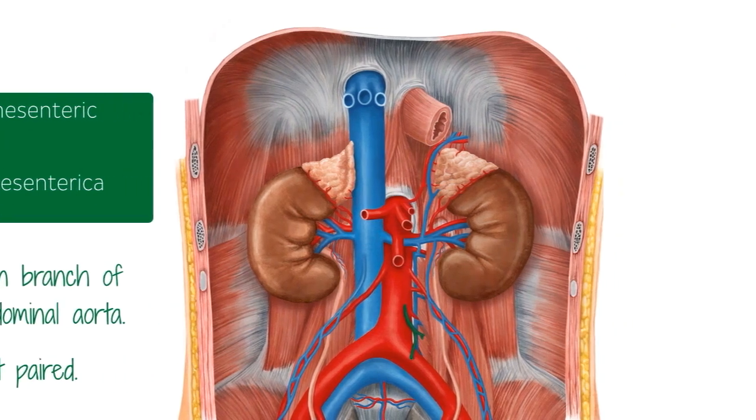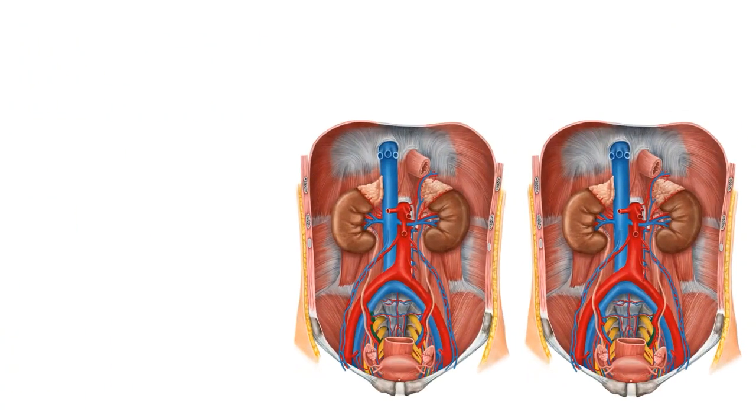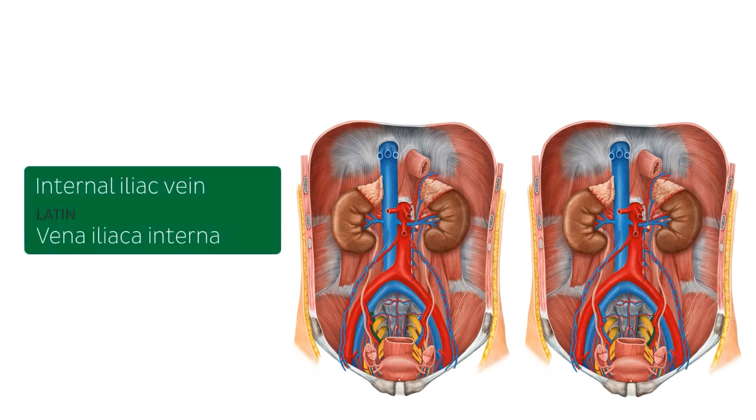So now that we have covered the arteries associated with the kidneys, the ureters, and the urinary bladder, and also reproductive organs in the female pelvis, let's move on to discuss the veins that drain these structures. And we're starting with these two that you see here highlighted on these two images. Now, these are known as the internal iliac veins. So the internal iliac veins are paired veins. As you can see here, there is a right one and also a left one.